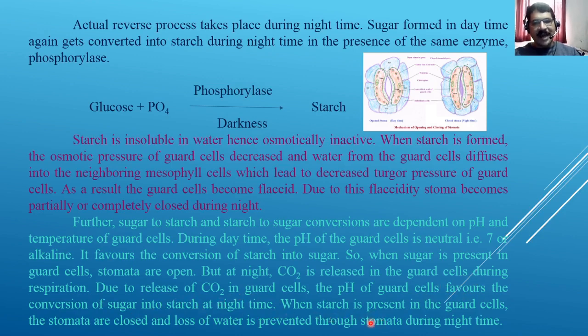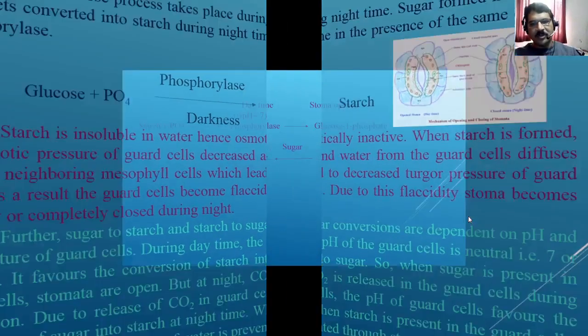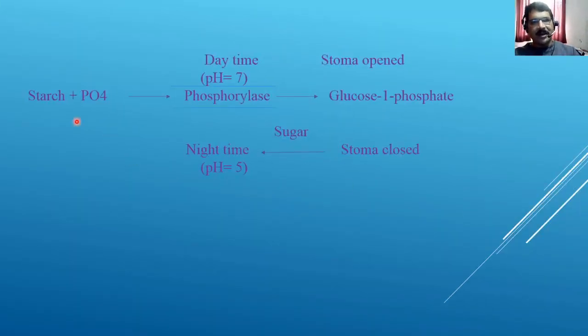So when starch is present in the guard cells, the stomata are closed and loss of water is prevented through stomata during night time. So these are the other factors which are important for the opening and closing of the stomata. This is the entire reaction.